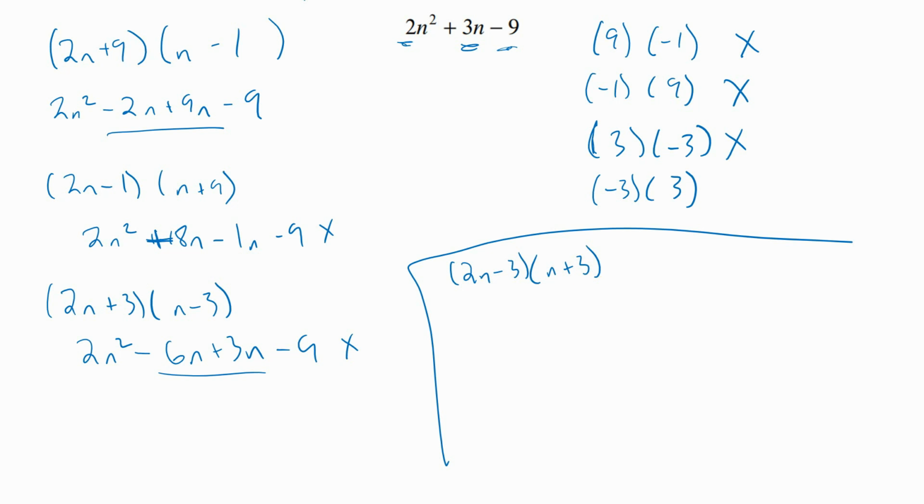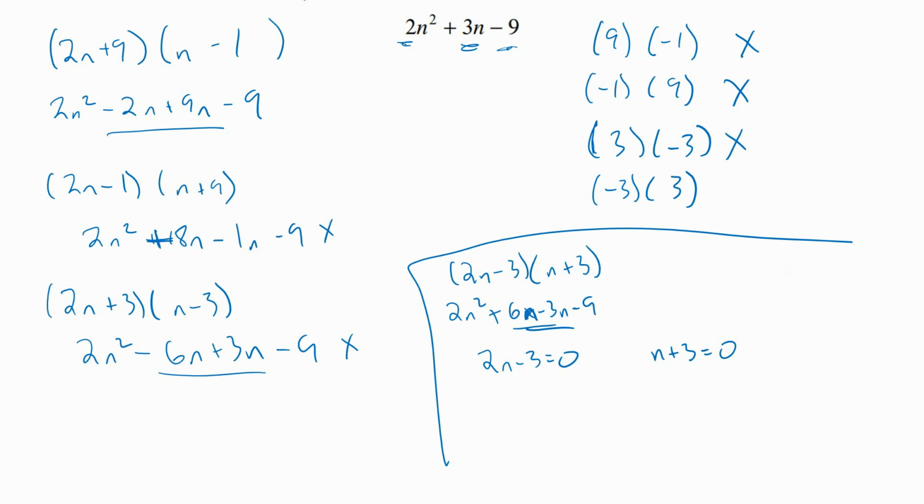Double check, even though I know it's my last possible option. So that's 2n squared plus 6n minus, oops, I put an x, I'm so used to putting x, minus 3n minus 9, combine like terms, and yeah, that's going to give me the positive 3n. And then to find the actual solutions, remember set each of them equal to 0, so that's 2n minus 3 equals 0, and n plus 3 set equal to 0. It's the zero product property.